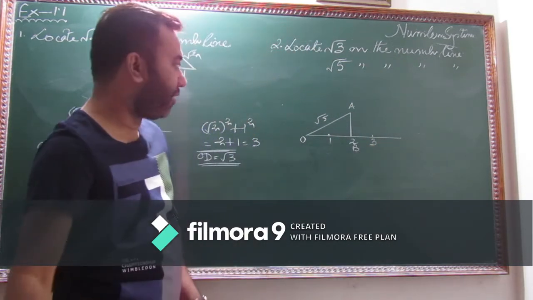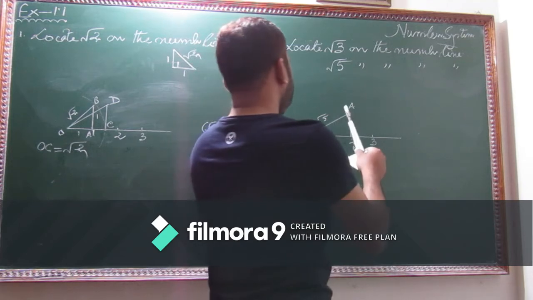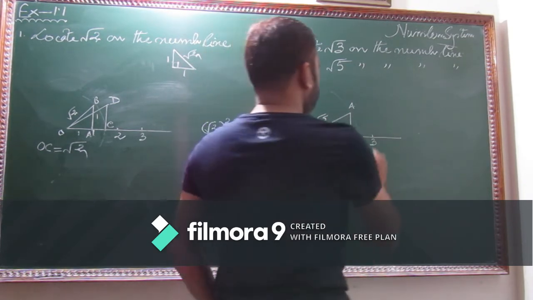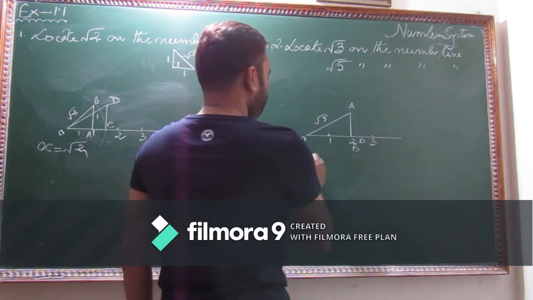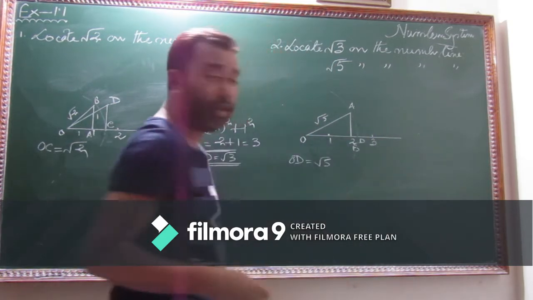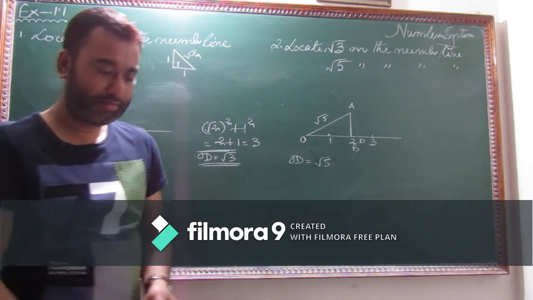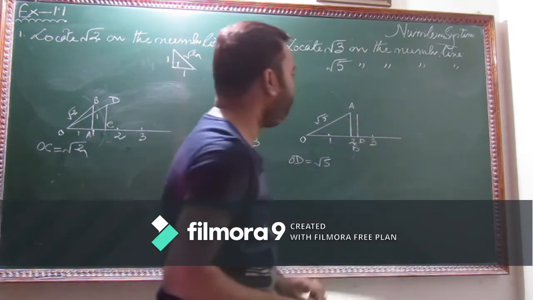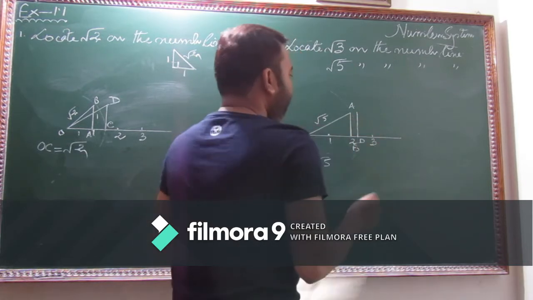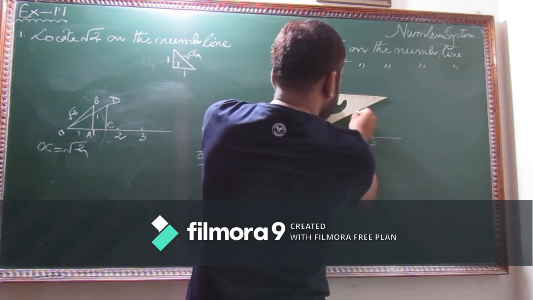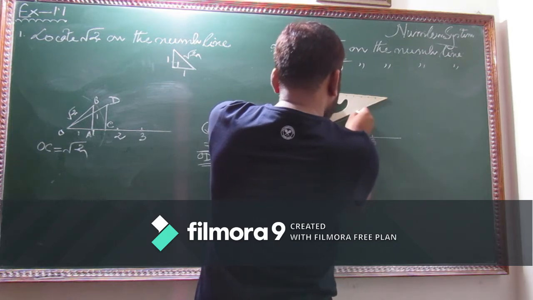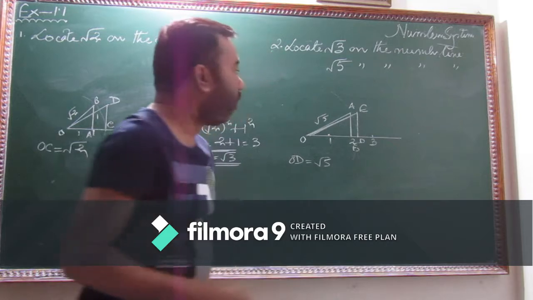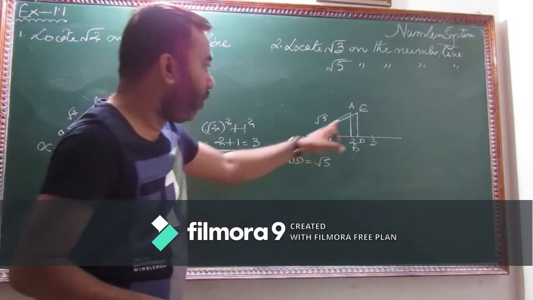So OA is equal to root 5. Let me reflect it on the number line. I am going to draw a number line. So this is D, OD is equal to root 5. Now if I need to draw root 6, what I will do? Here I will draw one perpendicular of 1 unit and I will join with this. Done. So this is E. Then OE is equal to root 6.